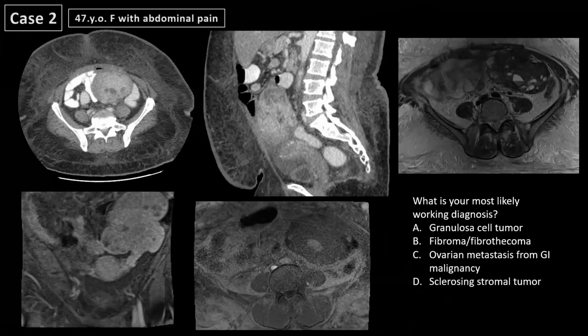Okay, moving on to the next case. This is a 47-year-old female with abdominal pain. What is your most likely diagnosis? I will launch the poll, and you can vote. So is it granulosa cell tumor, fibroma, fibrothecoma, ovarian metastasis, or sclerosing stromal tumor?